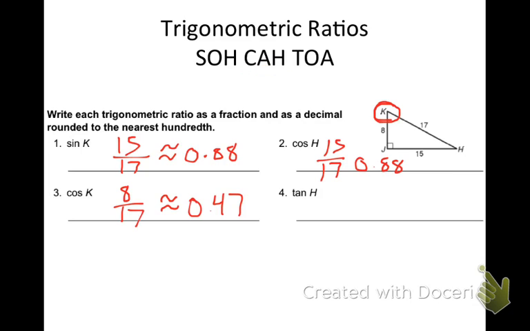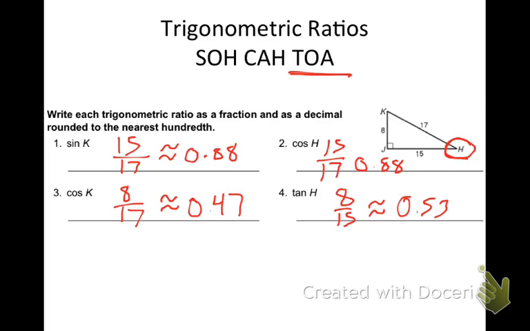And then the very last one. I want to find the tangent of angle H. Tangent is my TOA, T-O-A. That stands for opposite over adjacent. So I'm at H, so I want the opposite over the adjacent. What is my ratio for number 4 going to be? 8 over 15. And that is approximately what then? 0.53 repeating. 0.53. And those are the trig ratios.